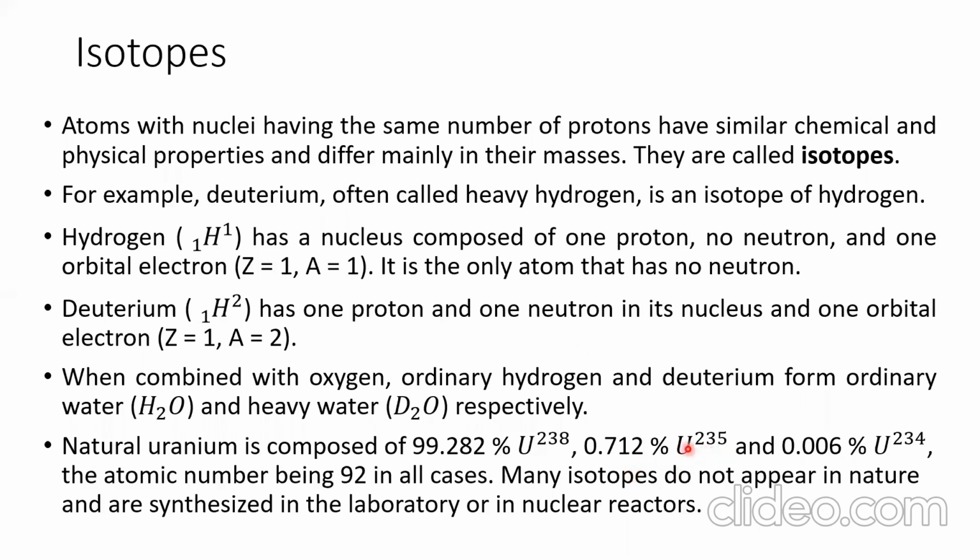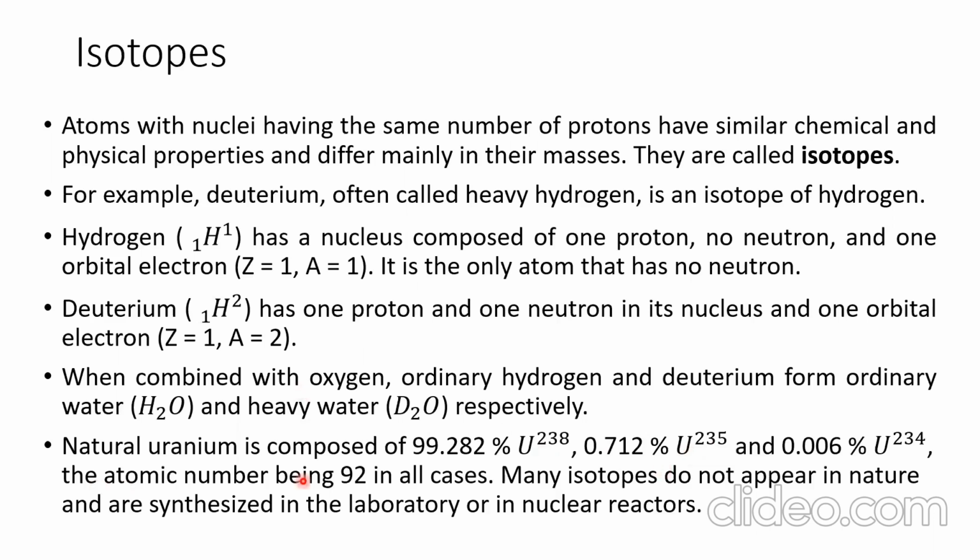Uranium 235, which is what? The uranium found on Earth is enriched. It is enriched by a separation process, and it is converted into uranium 235, which is used in nuclear reactors.